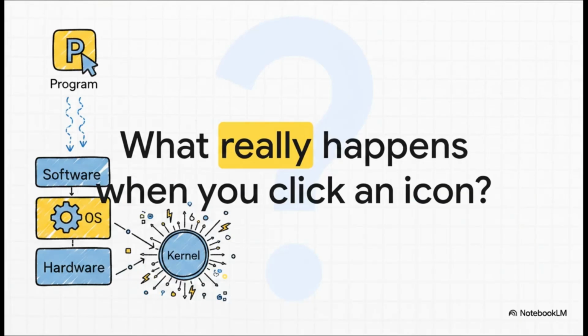So let's start with something simple. You see an icon on your screen, you click it, and poof, the program opens. Easy, right? Well, not quite. Underneath that simple action, a whole storm of incredibly complex, lightning-fast events gets kicked off. Your request has to travel from your app down through the operating system all the way to the physical hardware. And the one thing conducting that entire orchestra is the kernel.